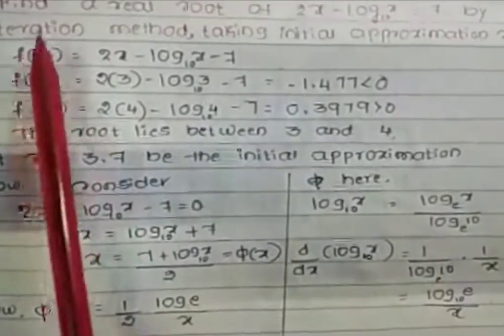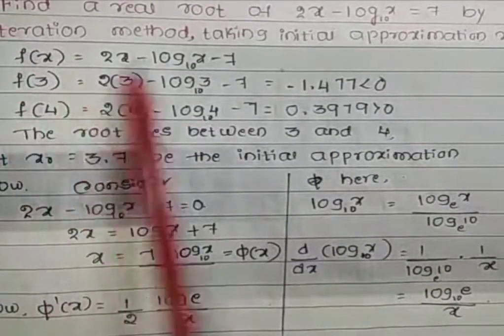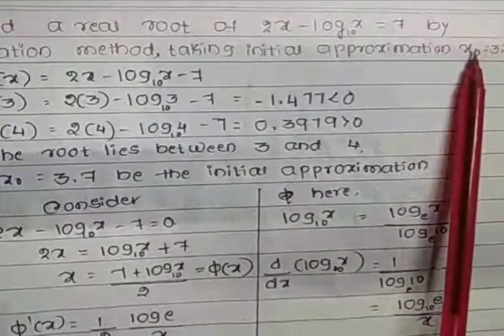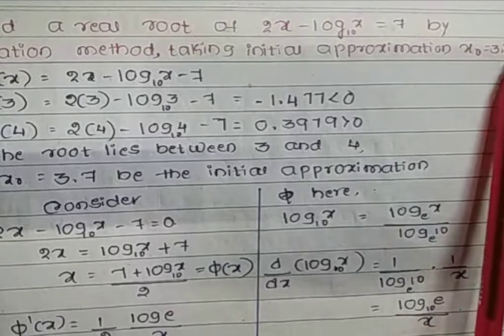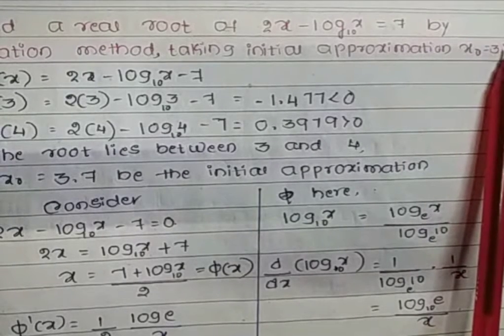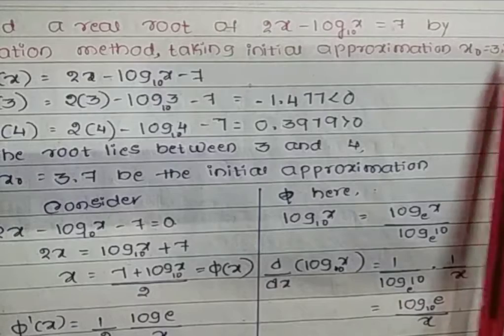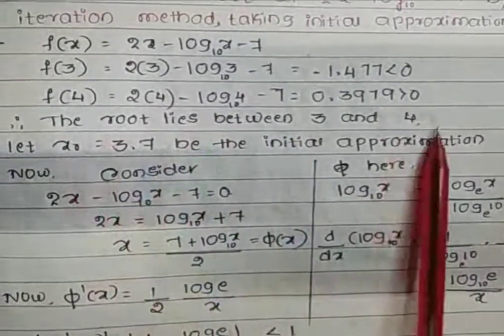Here no need to substitute x as 0, x as 1 or x as 2 because they have already mentioned to consider initial approximate value x naught as 3.7, and 3.7 lies between 3 and 4. Based on that, we can conclude that the root lies between 3 and 4.